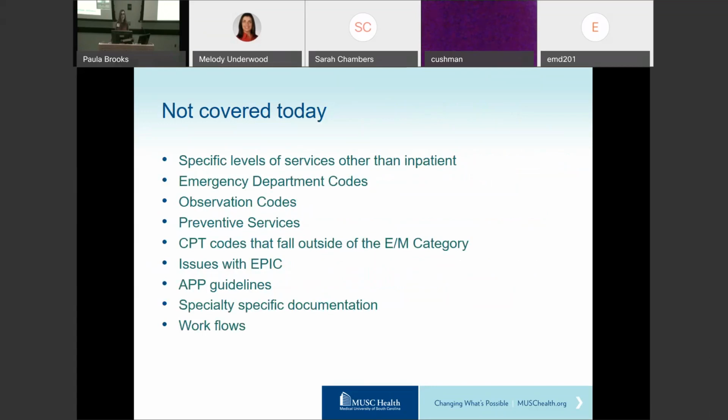Now, what we are not going to cover today are specific levels of services other than inpatient, emergency department codes, observation codes, preventative services, CPT codes that fall outside of the E&M category, any kind of EPIC issues, APP guidelines, specialty-specific documentation, and workflows.